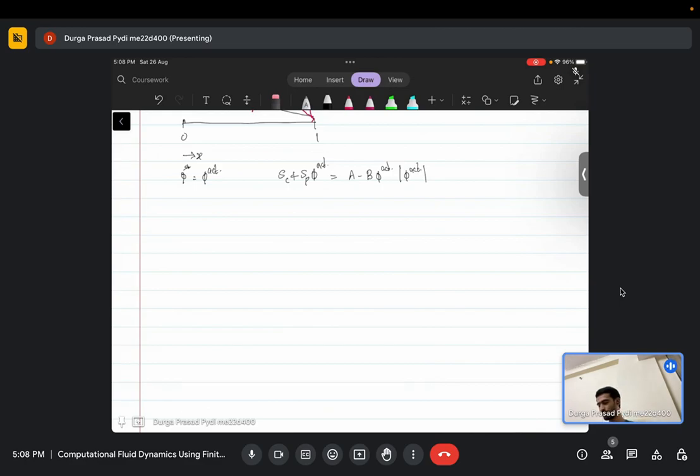Suppose you have a very high or very low thermal conductivity such that your original equation is just SC plus SP phi equal to 0, or approximately 0. Essentially your conduction term is negligible compared to your source terms. In that particular scenario, you can directly get your phi p value with this approximation.